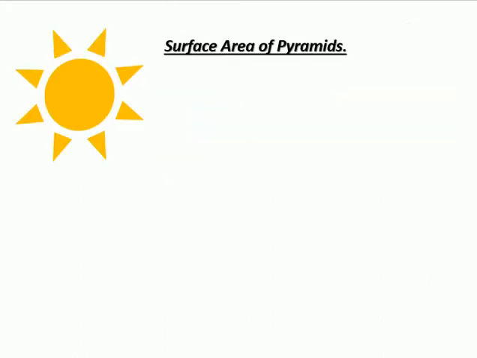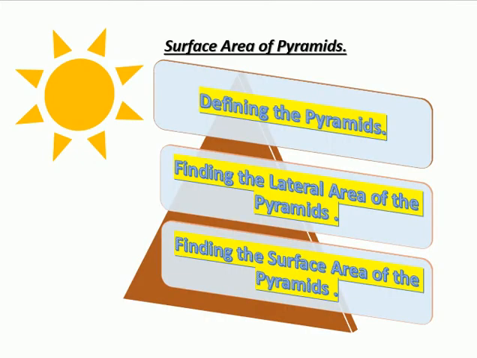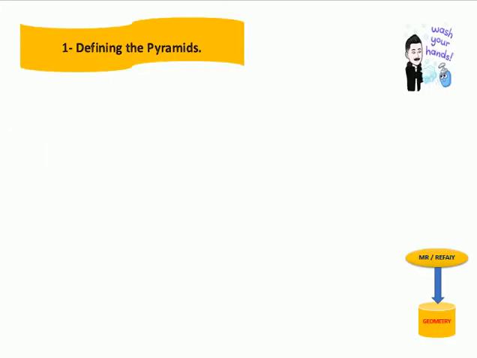Surface area of pyramids. In this lesson we have 3 main points. Number 1, defining the pyramids. Number 2, finding the lateral area of pyramids. Number 3, finding the surface area of pyramids. Number 1, defining pyramids.